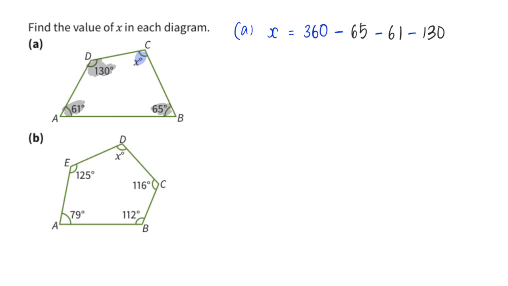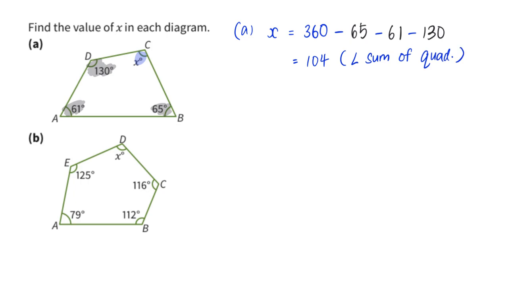And the reason for this is, this will give me a value of 104, and of course, why do we use 360 degrees? Because it is the angle sum of a quadrilateral. Quad for short.